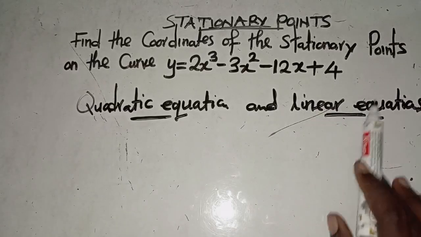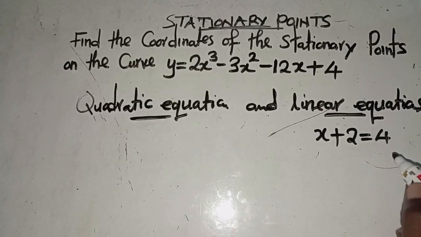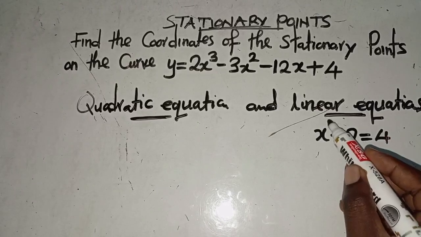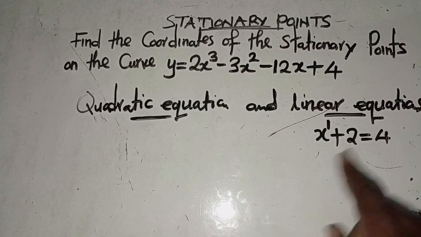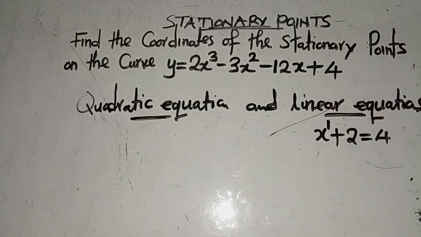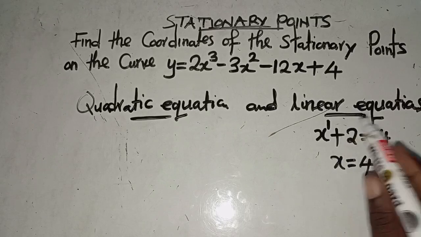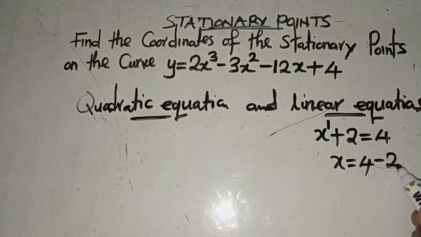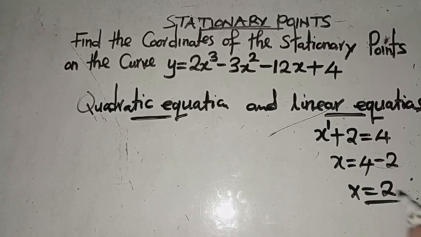When I say linear equation, these are equations like x plus 2 is equal to 4. Are you able to solve these equations? These are called linear equations because the highest power is 1. So are you able to solve this type of equation? Here you just say x is equal to 4, this one is positive, when it goes this side it becomes negative. So you are able to agree with me that x is equal to 2. It is just as simple as that.